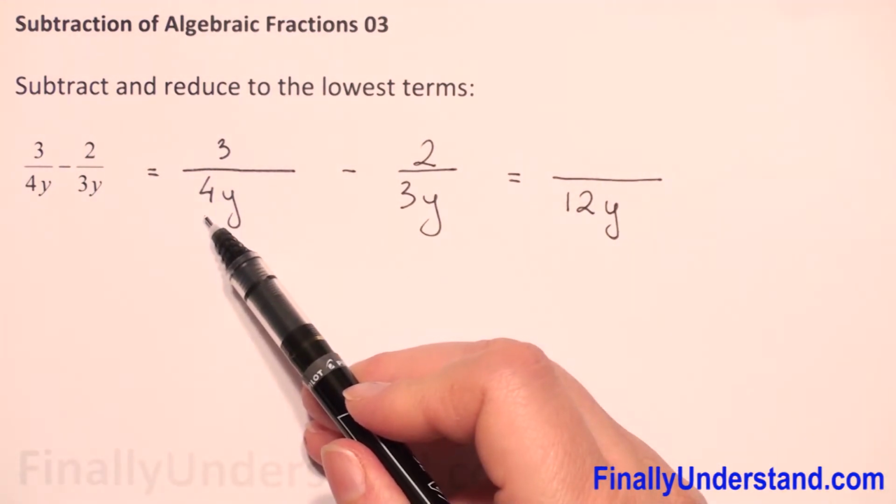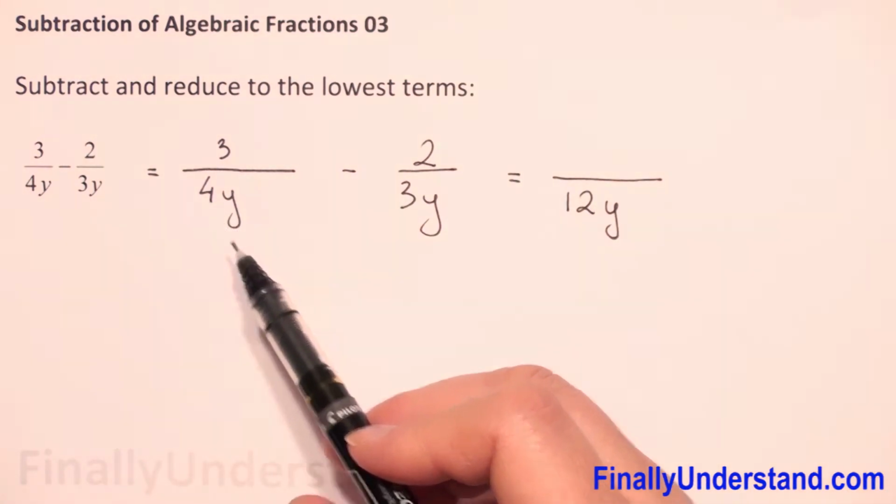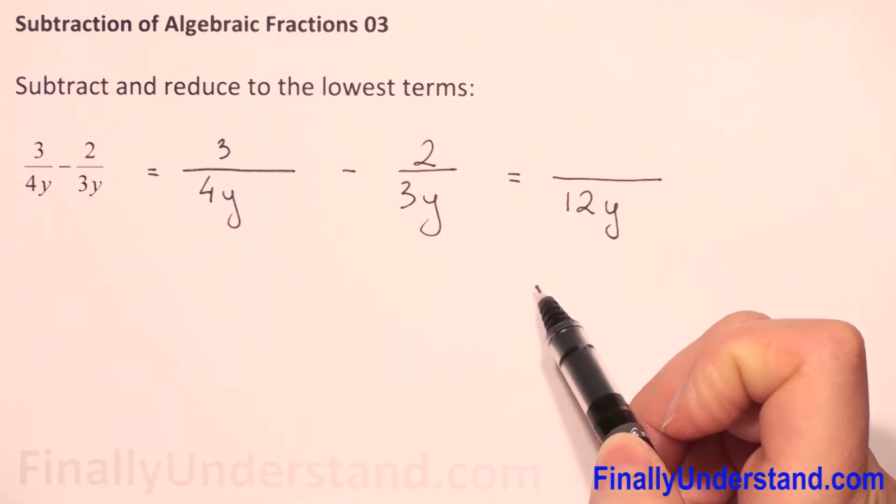And now let's check. Is 12y divisible by 4y? Yes, so everything is correct. And 12y is divisible by 3y, so everything is okay.